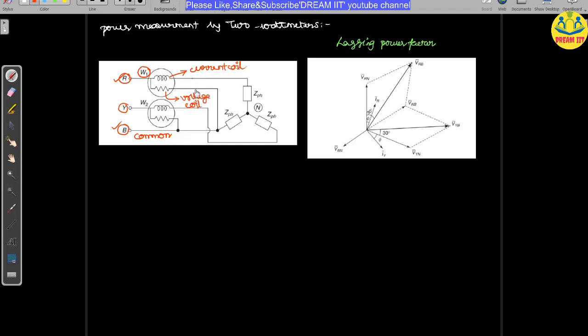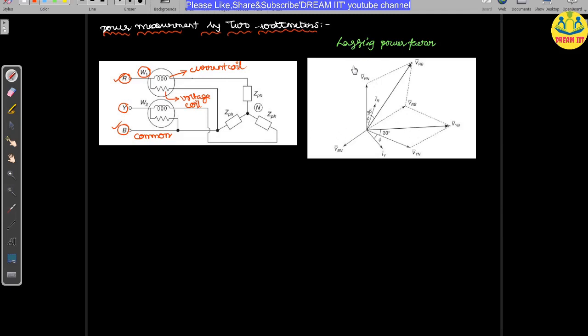So this voltage coil, if you observe, is present between the R and B phase, which is connected across the load, and this current coil is connected in series with the load here. That is the power measurement by using the two wattmeter connection.